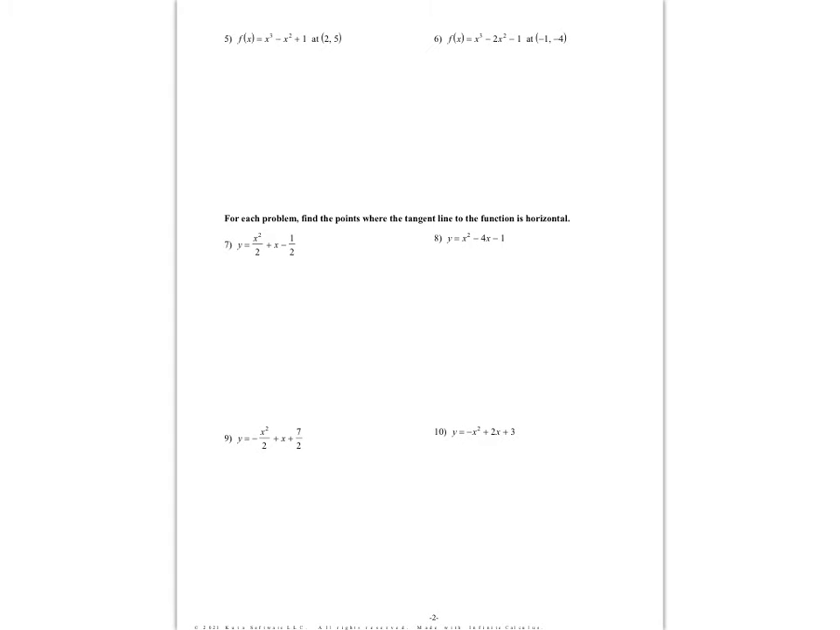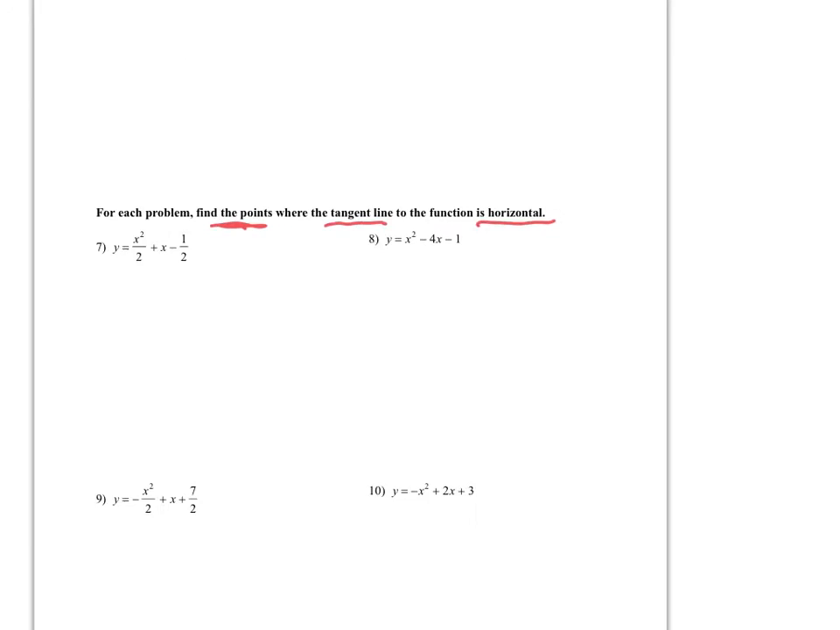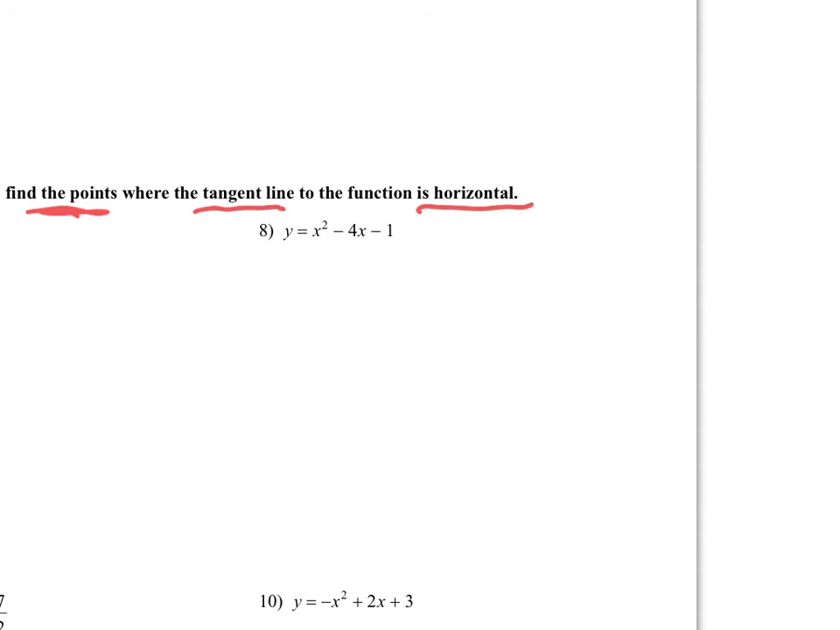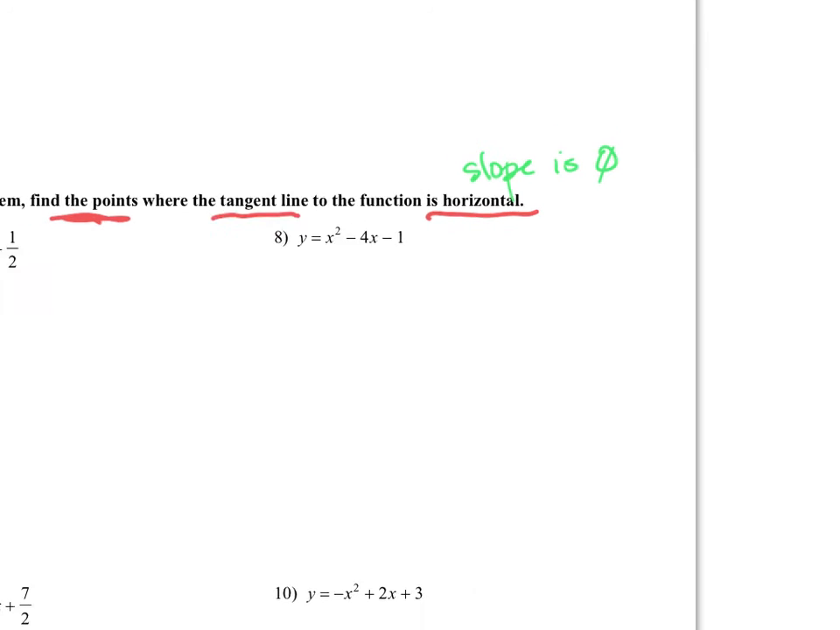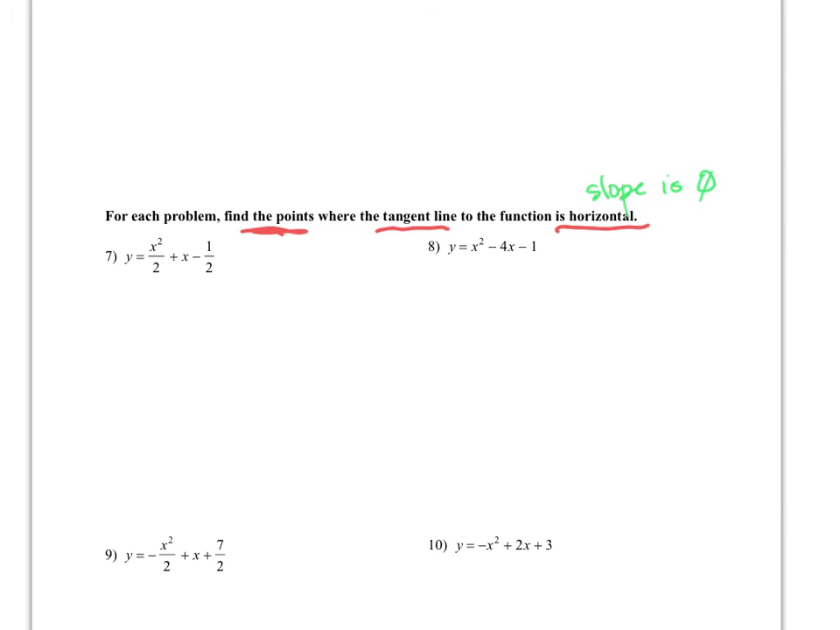Okay, the next page is, alrighty, for number 7, we are doing something that we actually have not done before. And this is talking about finding the points where the tangent line of the function is horizontal. So if you remember, the slope of a horizontal line is 0. So what we need to do is we need to find the derivative and set that equal to 0.